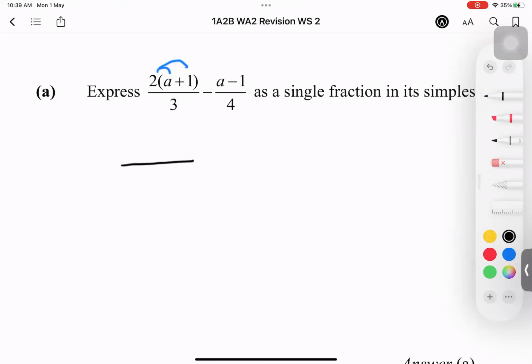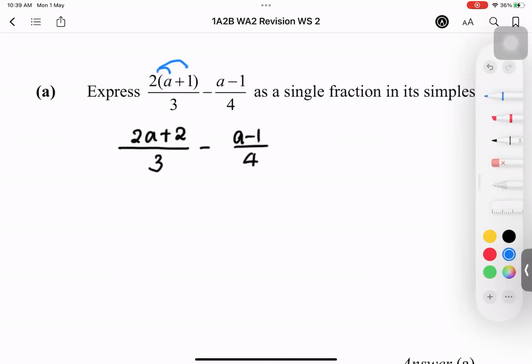So this one, I need to multiply the 2 to everything. 2 times A, 2 times 1. Keon, can you help me to expand the numerator? 2A plus 2. Yes, very good. Must be careful of the number at the back. Must multiply. So this is still minus A minus 1 over 4.